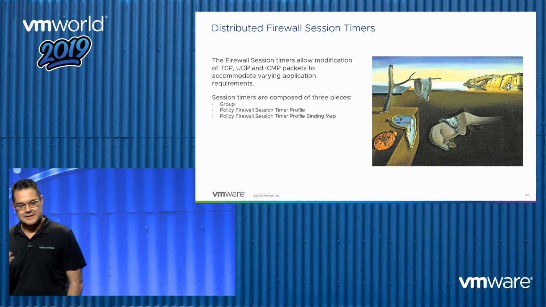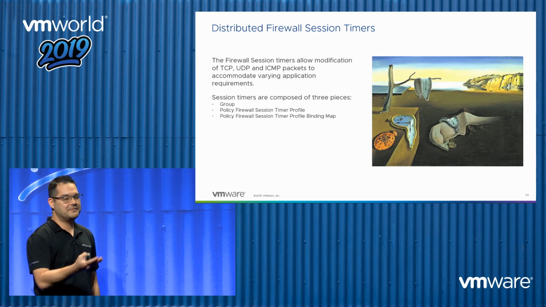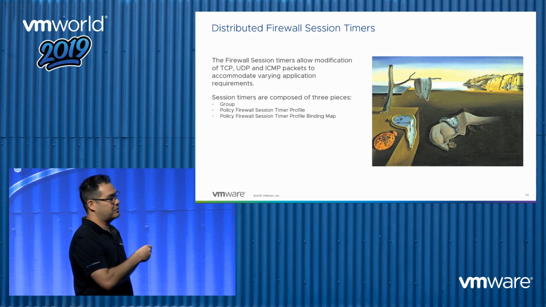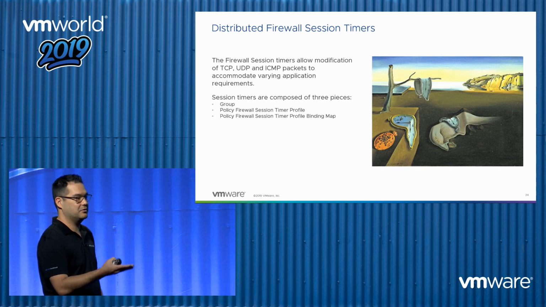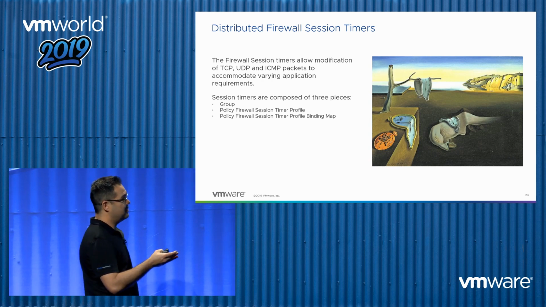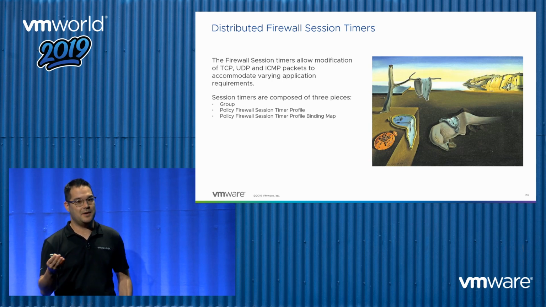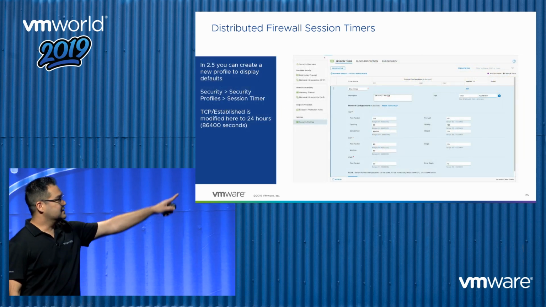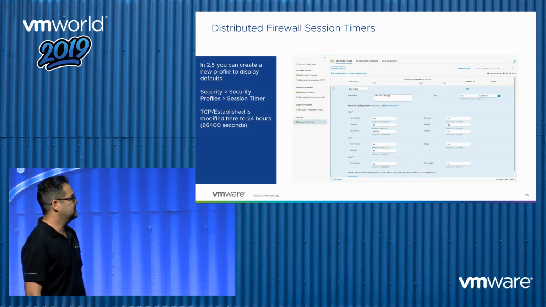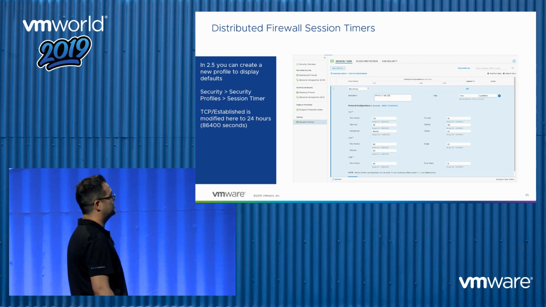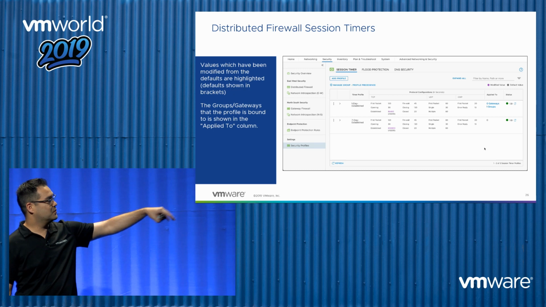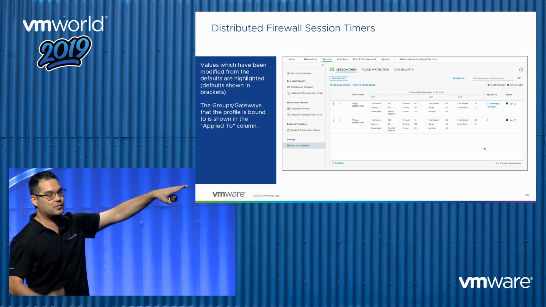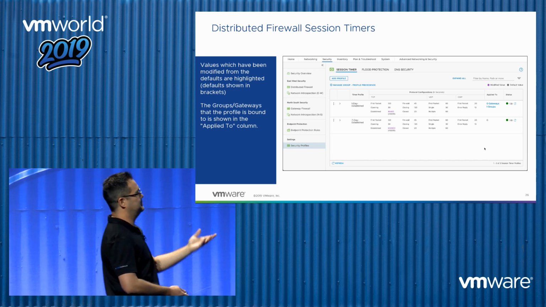So the distributed firewall allows you to create different profiles that allow you to set different timers. It's composed of 3 components. You create a group to define what you want to apply it to, so the VNICs you want to apply this to. The session timer profile, so what you're going to set your session timers to, and then a binding map, which binds the two together. And here you can see in the UI, you go through and you can set your session timers. Set them accordingly to what you need. And you'll see, once you've set them, the values that have changed are highlighted in purple. And over on the right-hand side, once you configure the binding maps, you'll have what they're actually applied to.